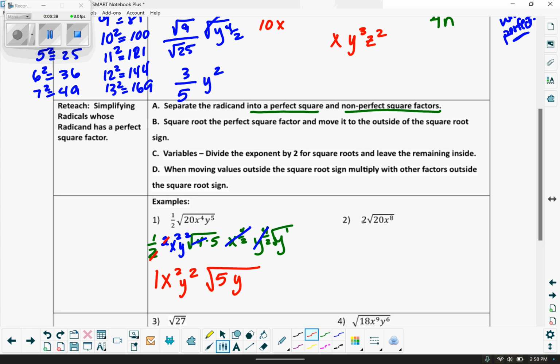Number 2, I've got a 2 and a 20. So again, we're working with that 20. 2 is on the outside. The square root of, I'm going to say, 4 times 5. And then my x to the 8, I'm going to divide by 2. The square root of 4 is 2. And x to the 8th divided by 2 gives me x to the 4th. So it's going to be 4x to the 4th radical 5.